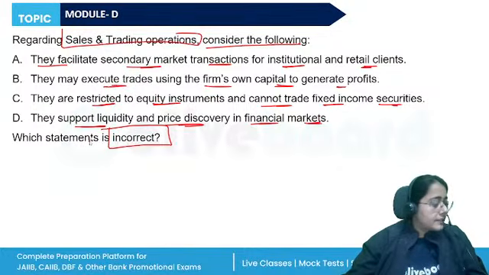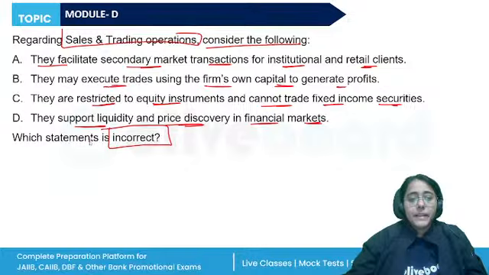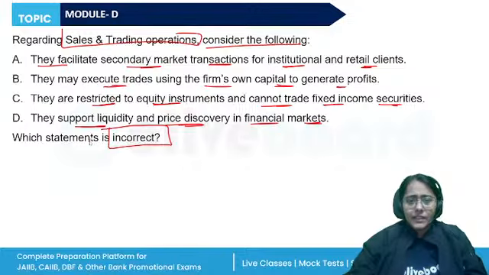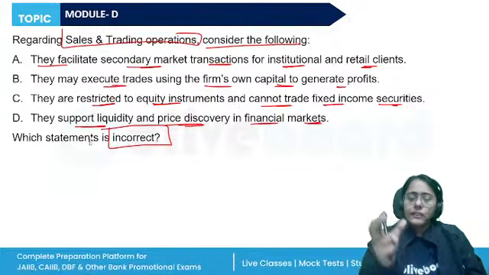Yes, what should be the correct answer? Which statement is incorrect? They may execute trades using the firm's own capital. No, this is the main purpose of sales and trading. The main purpose of sales and trading operation is using the firm's own capital to conduct the trades. We had seen this in a previous question also, right? Distinguishing the proprietary trading from other investment banking services: it involves trading securities using the bank's own capital for profit.